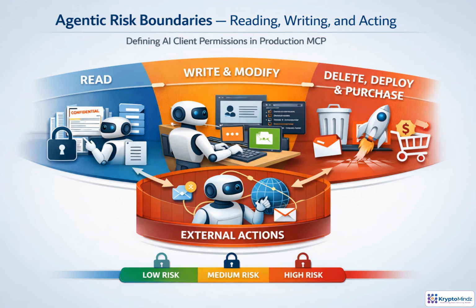In production MCP, permissions are not just yes or no. Think of every tool as sitting on a risk ladder. Reading may feel safe, but it can still expose secrets, regulated data, or another tenant's records. Writing raises the stakes because the agent can alter customer data, tickets, code, or business state. Then there are actions with real-world consequences: deleting, deploying, purchasing, or sending messages outside the company. Those need stronger controls. The practical pattern is to classify each tool by impact, then attach the right approval path, audit trail, and rollback plan before the agent can use it.